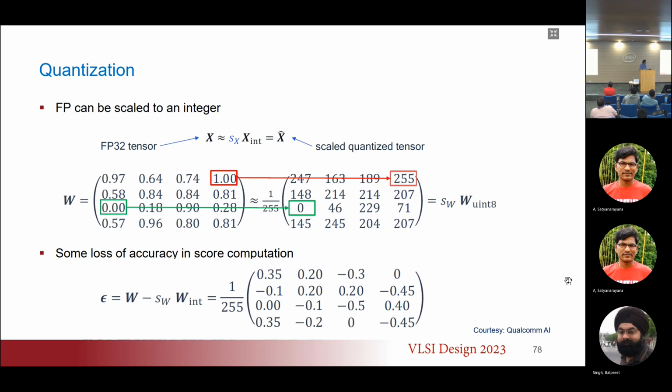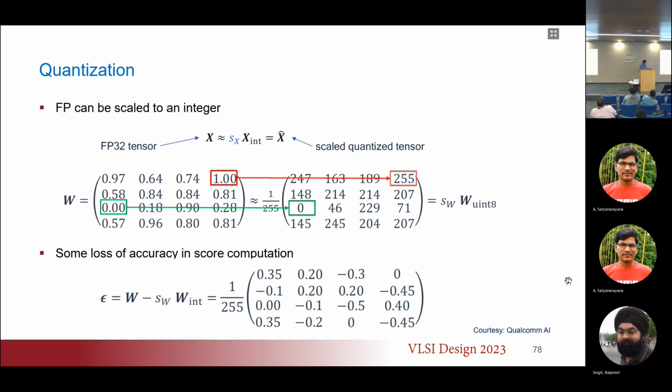I simply applied a scaling factor S of x, and x here is a floating point number, which could be 16-bit or 32-bit, and S of x is a floating point number, and then I'm converting that into an integer. So it becomes that matrix. So 1 is the largest value. And what is the largest 8-bit integer value? 255. So I'm mapping 1 to 255. And to do that, the scaling factor is 1 divided by 255. So now we got an integer matrix.